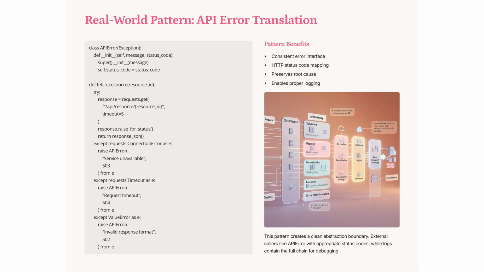API error translation involves wrapping exceptions like ConnectionError or Timeout in a custom APIError class. This ensures a consistent error interface and maps errors to HTTP status codes, such as 503 for service unavailability. It preserves the root cause for detailed logging, providing a clean abstraction for external callers.